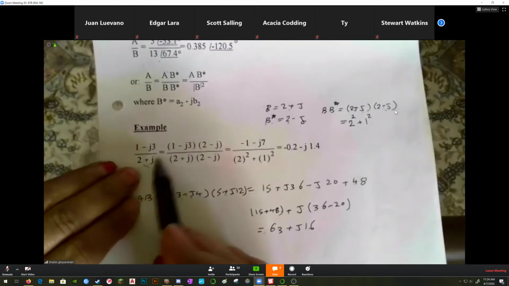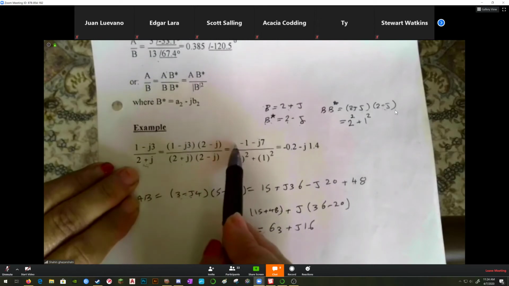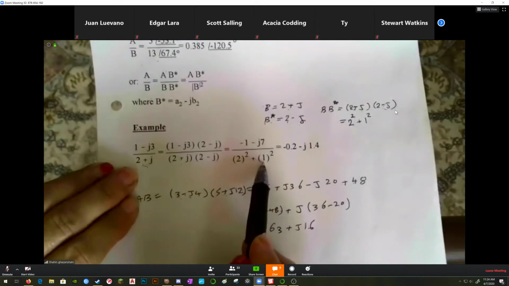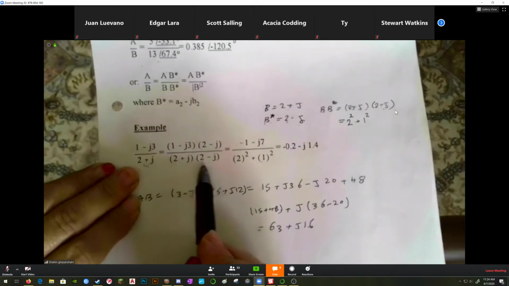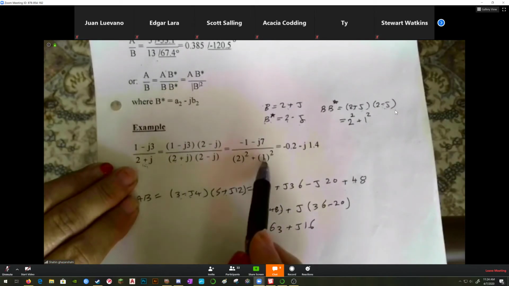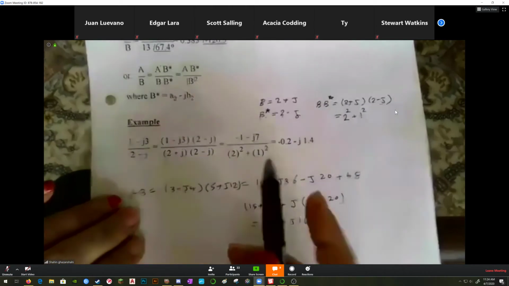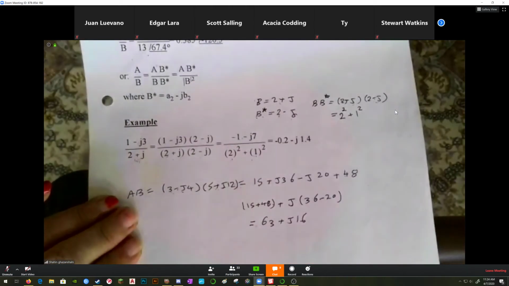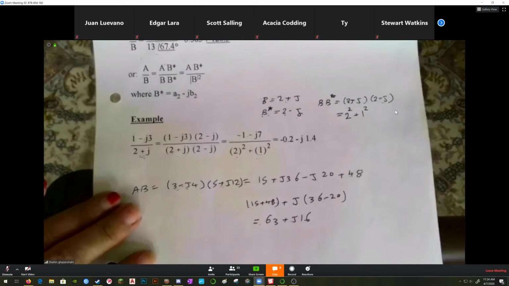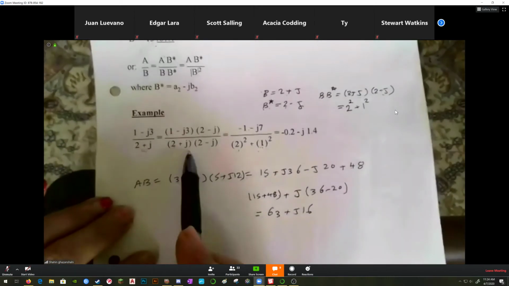So what we do in rectangular form is multiply numerator and denominator by the complex conjugate. Then you multiply out and simplify. In the denominator, it is always going to be the square of the real plus the square of the imaginary, which here is 5. Then you just go ahead and divide. So that is the way you do it in rectangular form. Do you want more examples here?